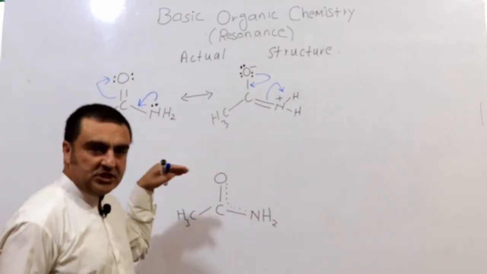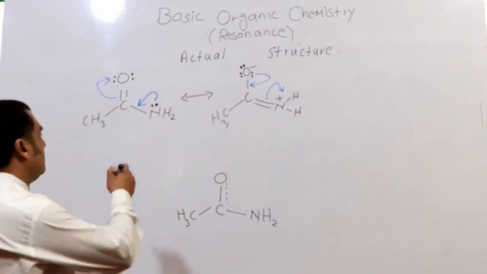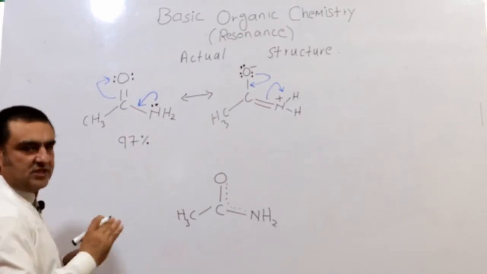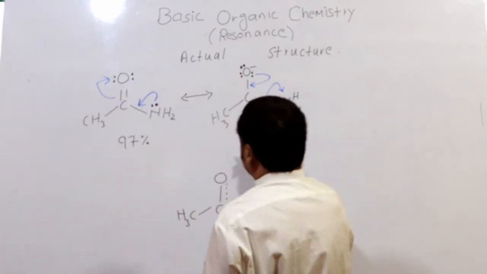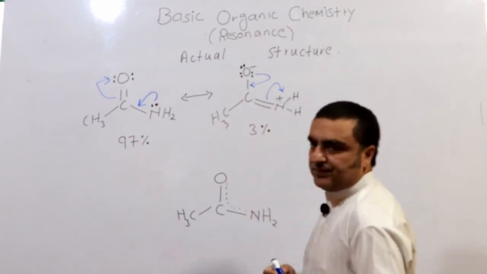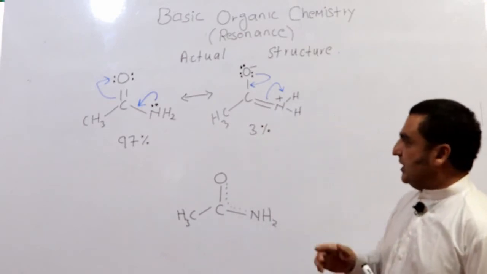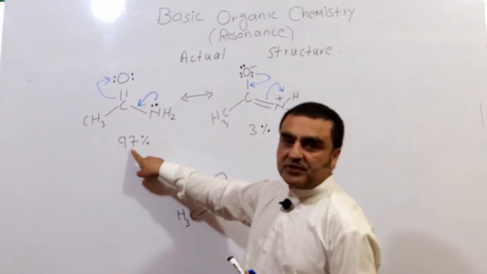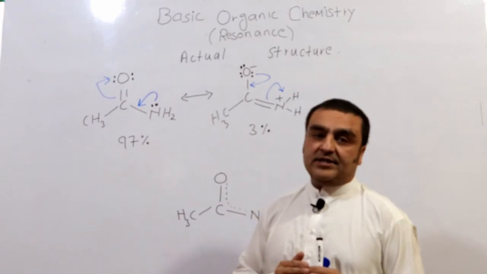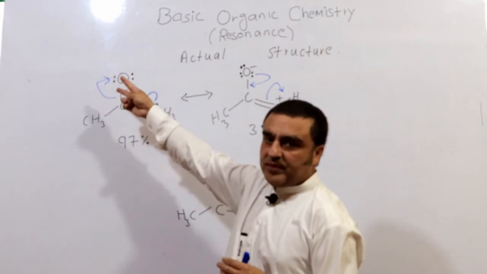The structure is like this. Suppose we give it some numbers. Suppose this molecule has 97% contribution, and this has 3% contribution. These are just random values. Now what will happen in the structure which has 97% contribution? Nitrogen has a full lone pair on it, and the oxygen has no charge, no negative charge. It has just 2 lone pairs, or non-bonding electron pairs, on it.